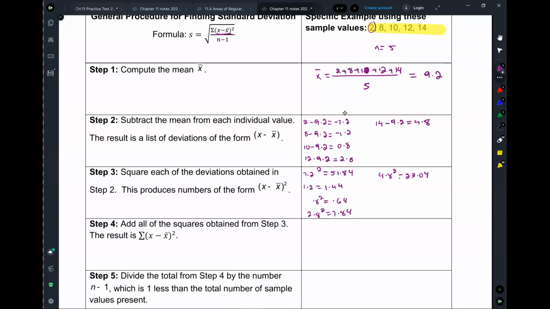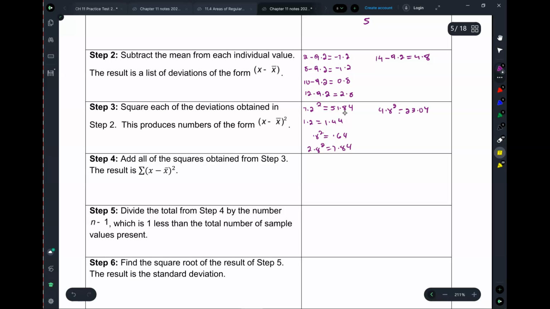We squared them. The next operation is the sigma. Sigma means add all of these up. Okay. So this is the next thing we're going to do. So this becomes 51.84, 1.44, 0.64, and so on.